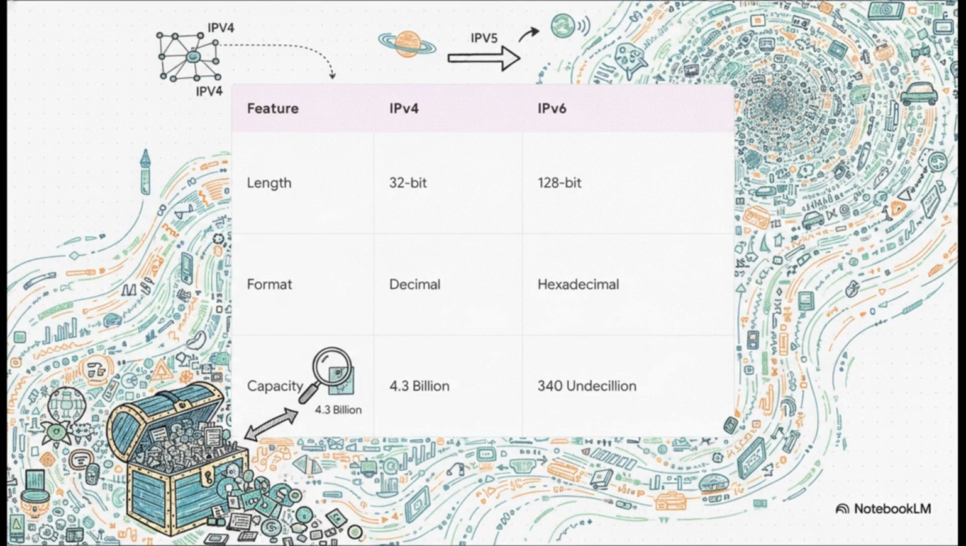To solve this problem, the engineering community didn't just add a few more bits. Interestingly enough, they actually skipped right over an experimental IPv5 and jumped straight to IPv6. And the difference is staggering. By expanding the length from 32-bit to a massive 128-bit hexadecimal format, which uses both numbers and letters, IPv6 skyrockets our capacity from 4.3 billion to roughly 340 undecillion addresses.